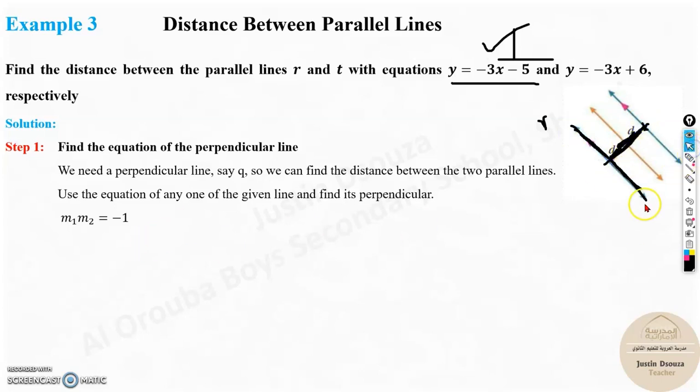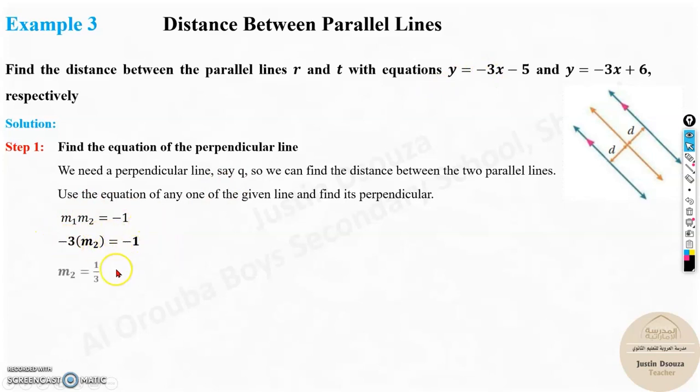So what do we do? First find the slope of the perpendicular line. Multiply minus 3 times the slope of the perpendicular line equals -1. Negative, negative cancels and it will be 1 by 3. Okay, that is the slope of the perpendicular line.